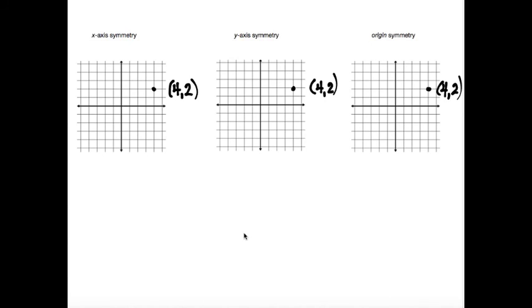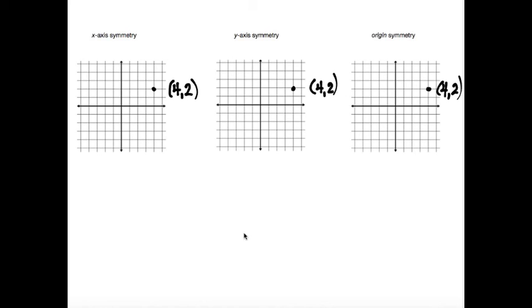Now that we're familiar with the coordinate plane, let's talk about symmetry. What I want you to do is pause this, and write x-axis symmetry and draw a grid. Go ahead and plot the point 4, 2, and then draw a new grid for y-axis symmetry and origin symmetry. And on each of those grids, make sure you plot the point 4, 2. Again, go ahead and pause this.